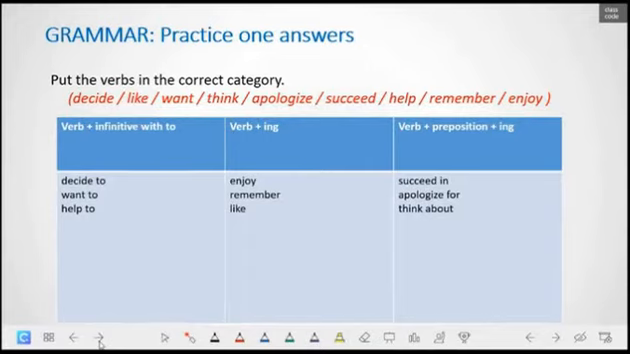We've got apologize. Apologize for, for example, coming late. So you've got come. This is the verb, and you have to have the ing form with come. So I apologize for coming late. I apologize for hurting your feelings. I apologize for breaking the window, for example, accidentally.